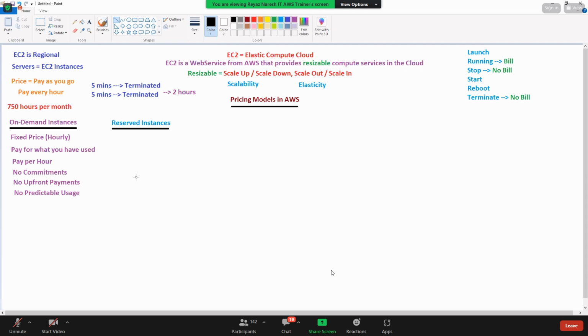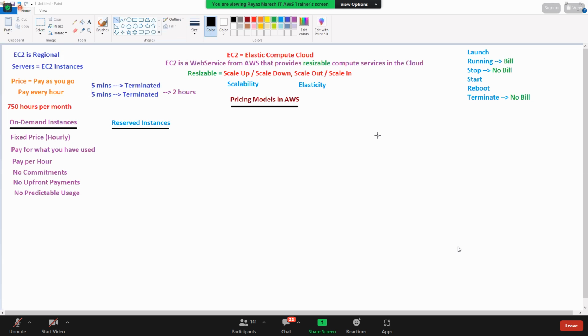As the name clearly says, reserved. What is the meaning of reserve? Booking, correct? So here also, the second type of customer in Pani Puri, what is he doing? He's committing that I'll be eating your Pani Puri for the next these many days. Similarly, here also, this customer came to AWS and says, hey AWS, I want to launch an EC2 instance. Go and launch.